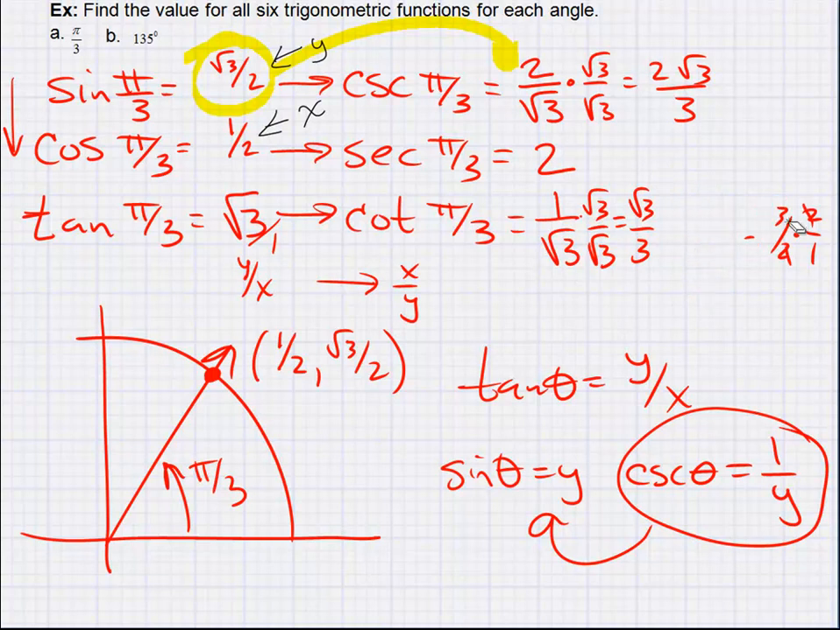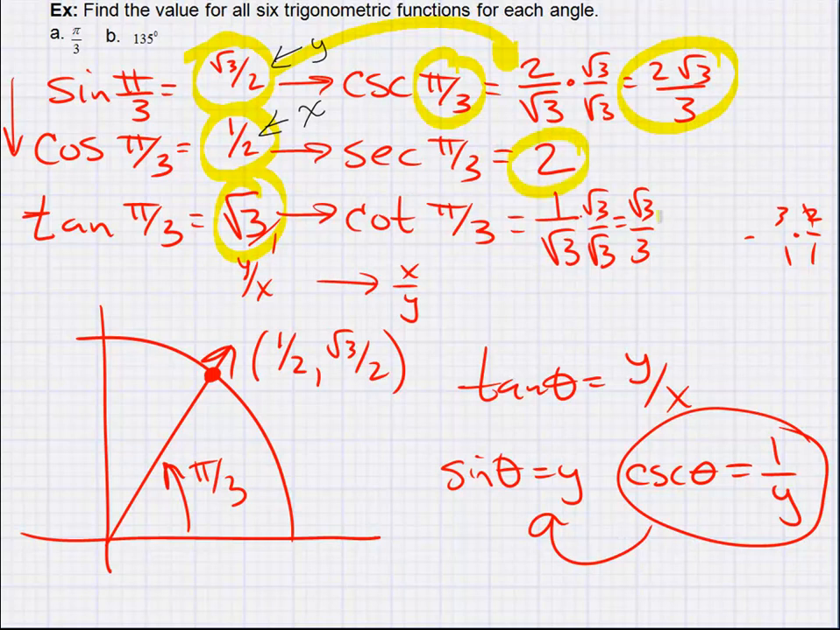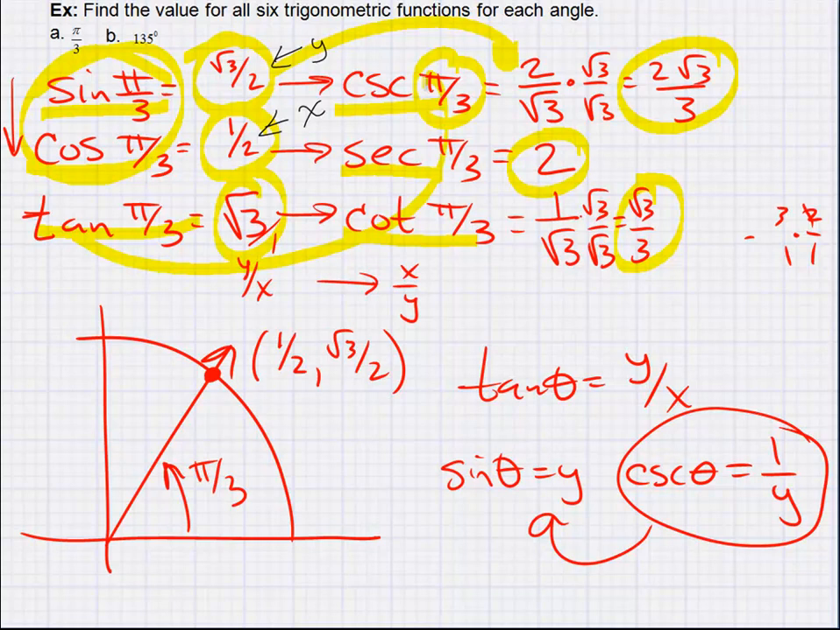Let's erase some of this so you see it better. So here are my answers. Sine of pi thirds is square root of 3 over 2. Cosine of pi thirds is a half. Tangent of pi thirds is square root of 3. The cosecant of pi thirds is 2 square root of 3 over 3. Secant of pi thirds is 2. Cotangent of pi thirds is square root of 3 over 3. Okay? So oftentimes the way you write it down can make it easier for you to come up with all 6 of the answers. And once you know sine and cosine, you really got the other 4.